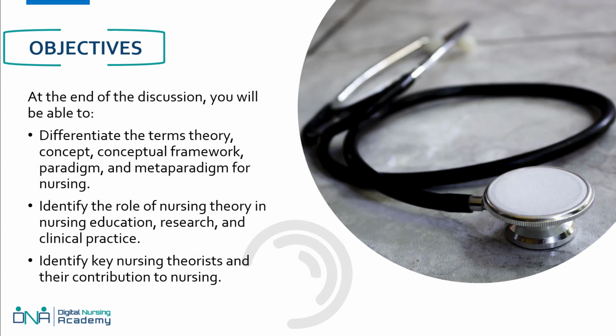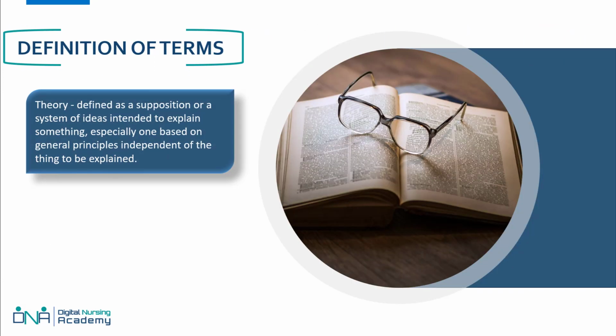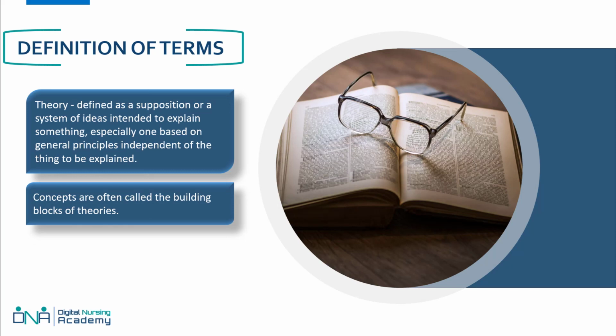To better understand the topic, let us define key terms. The first term is theory. Theory is defined as a supposition or a system of ideas intended to explain something, especially one based on general principles independent of the thing to be explained. Concepts, on the other hand, are often called the building blocks of the theories.